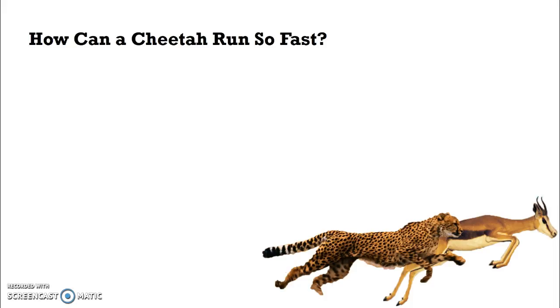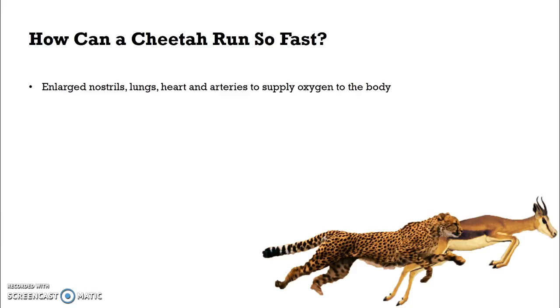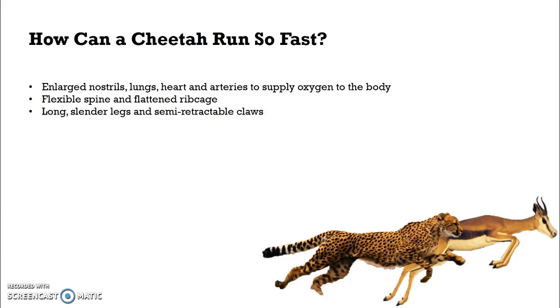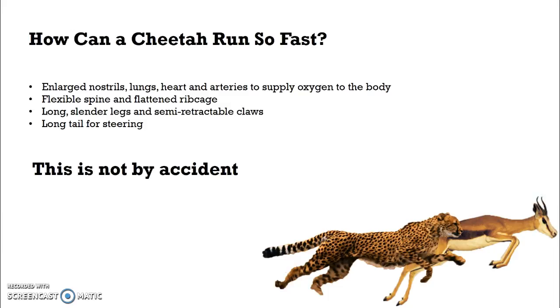Well, if you go do some digging, you'll find that cheetahs have enlarged nostrils, lungs, hearts, and arteries to be able to supply oxygen to the body. They have a flexible spine and flattened rib cage that allow the rear feet to reach further forward. They have long, slender legs and semi-retractable claws, which give them more traction, and a long tail for steering. Now, this is not by accident.